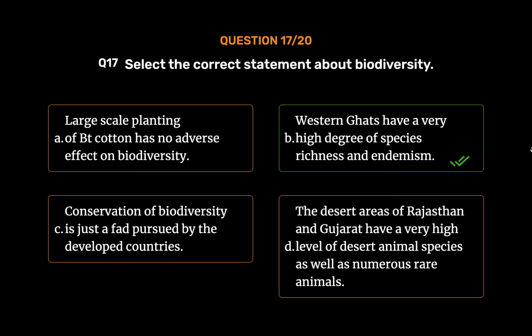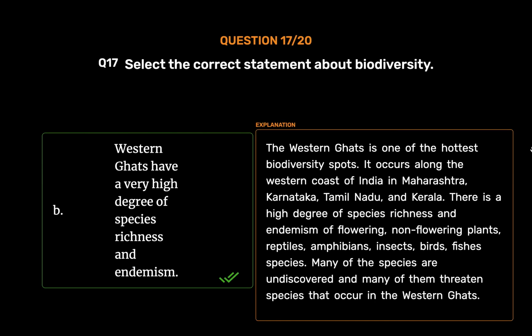Western Ghats have a very high degree of species richness and endemism. The Western Ghats is one of the hottest biodiversity hotspots. It occurs along the western coast of India in Maharashtra, Karnataka, Tamil Nadu, and Kerala. There is a high degree of species richness and endemism of flowering and non-flowering plants, reptiles, amphibians, insects, birds, and fish species. Many of the species are undiscovered, and many of them are threatened species that occur in the Western Ghats.